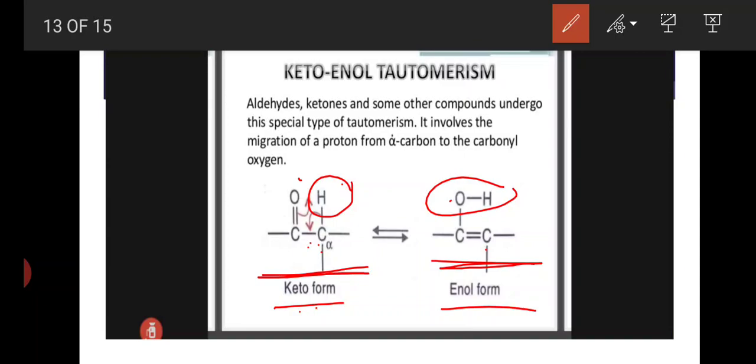Aldehydes, ketones and some other compounds also show this type of keto-enol tautomerism, which means these compounds show two types of structures. Here the transition of keto form to enol form and enol to keto is a continuous process.